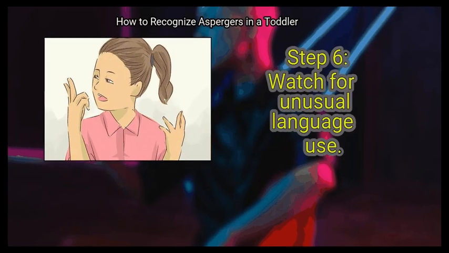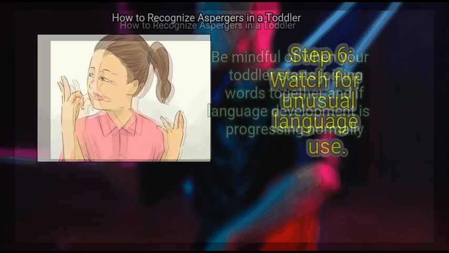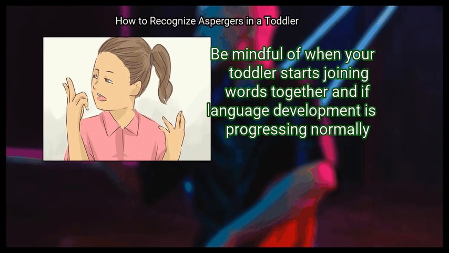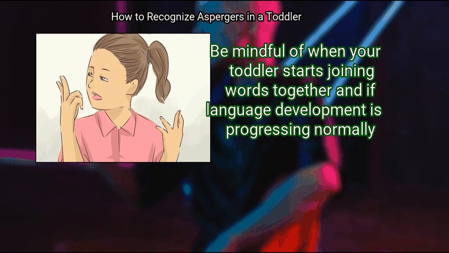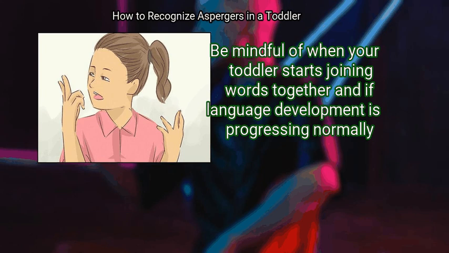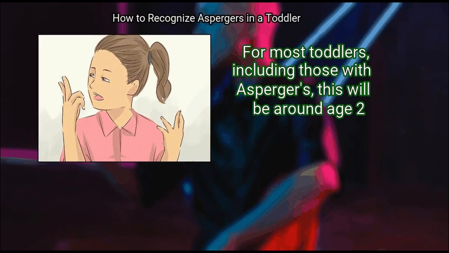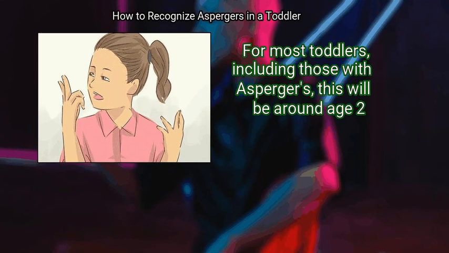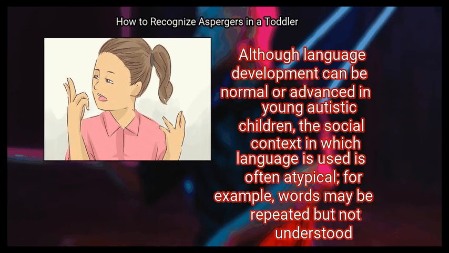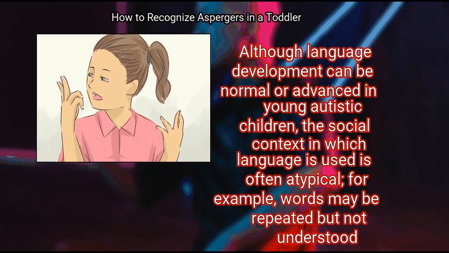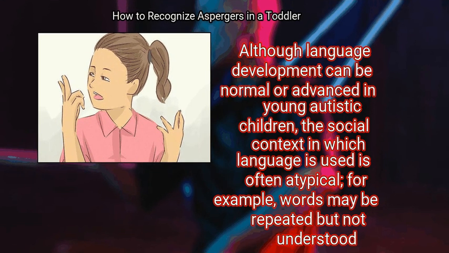Step 6. Watch for unusual language use. Be mindful of when your toddler starts joining words together and if language development is progressing normally. For most toddlers, including those with Asperger's, this will be around age 2. Although language development can be normal or advanced in young autistic children, the social context in which language is used is often atypical. For example, words may be repeated but not understood.